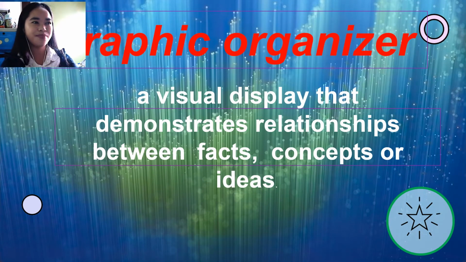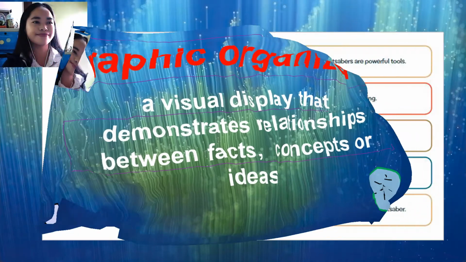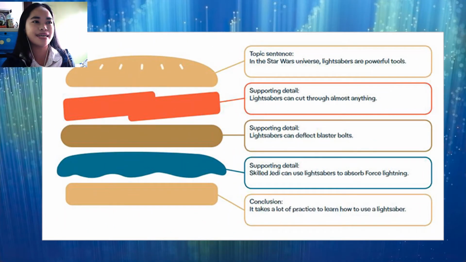The second one we have here is the graphic organizer. When we say graphic organizer, this is a visual display that demonstrates relationship between facts, concepts, and ideas. To give you an example, let's have the following. This is a graphic organizer about constructing a paragraph.